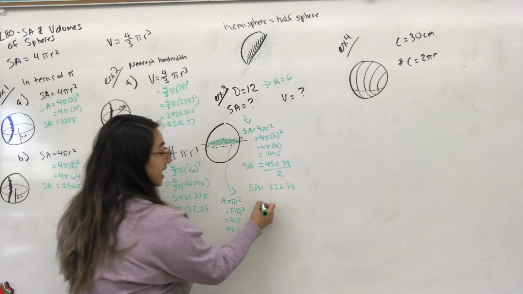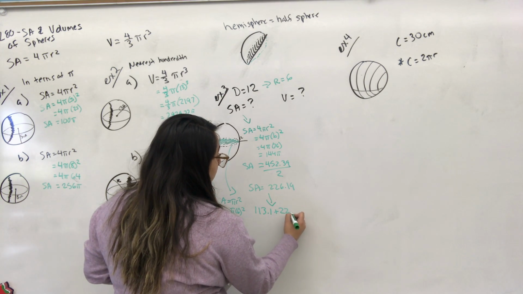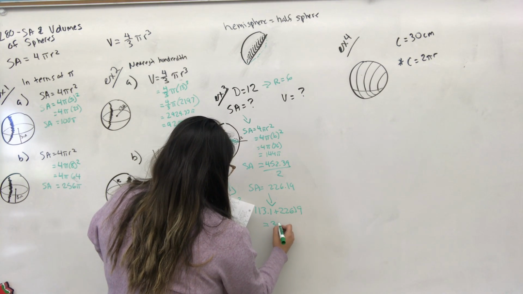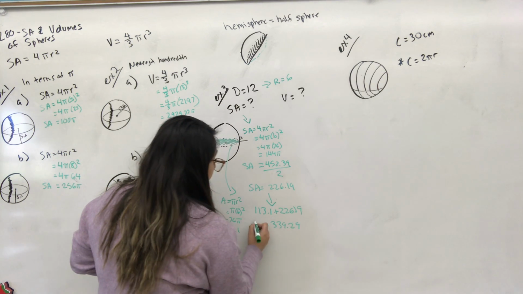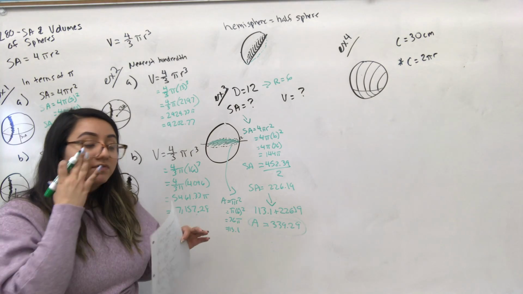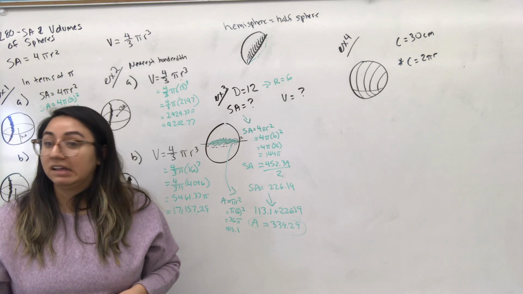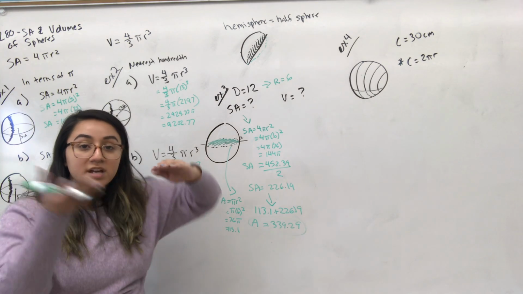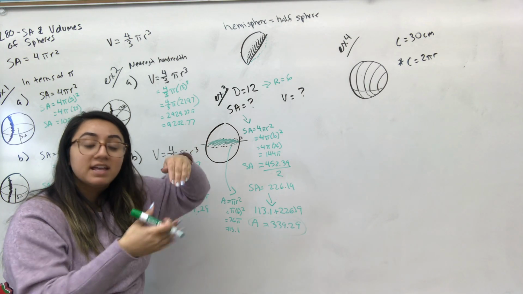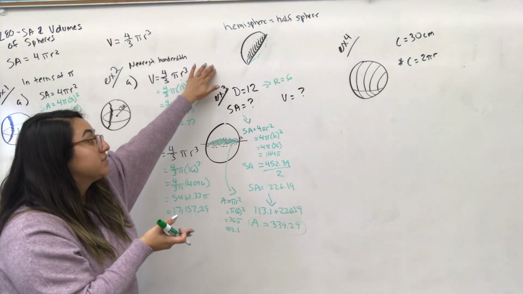So we have to add the two: 113.1 plus the 226.19, and you end up with about 339.29. That's the total area. Again, you're figuring out the outside of it. If you don't know, just grab a foam ball from the dollar store, cut it exactly in half, and you'll have the imprint of the circle. That's what they mean by the area of that.